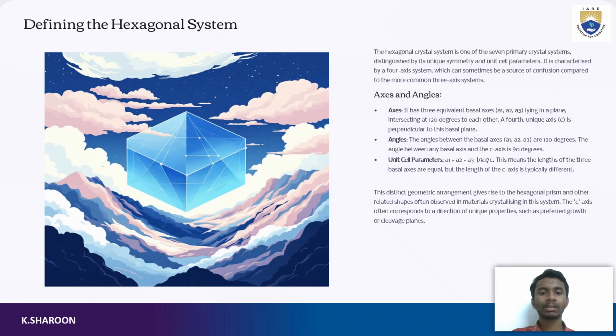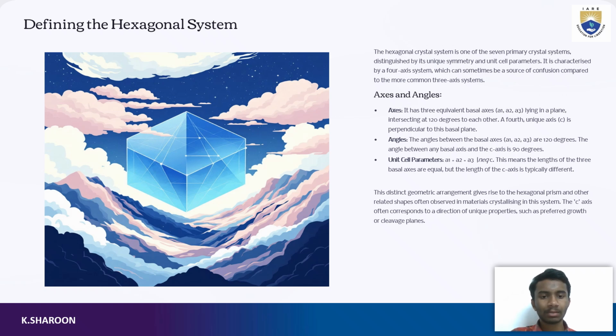Defining the hexagonal system. The hexagonal crystal system is one of the seven primary crystal systems distinguished by its unique symmetry and unit cell parameters. It is characterized by a four-axis system, which can sometimes be a source of confusion compared to the more common three-axis systems. Axes and angles.